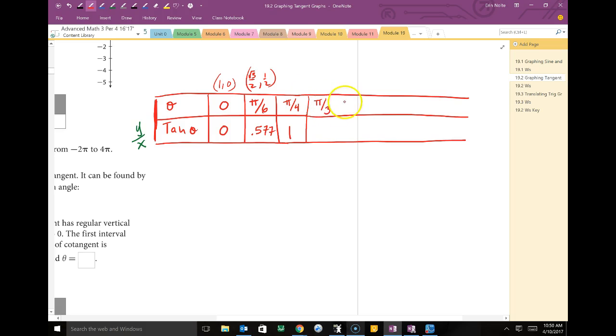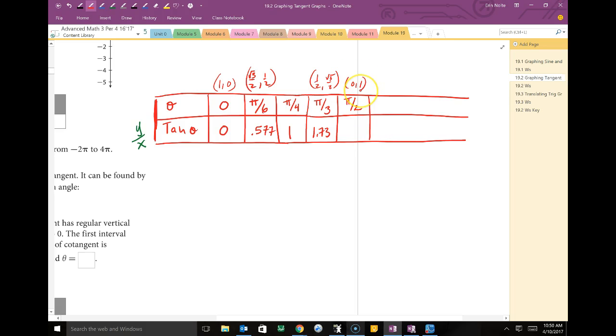Moving along, at pi over 3, the ordered pair there is 1/2 and the square root of 3 over 2. Can somebody please calculate the square root of 3 over 2 divided by 1/2, which would be the same as the square root of 3? 1.73, thank you.